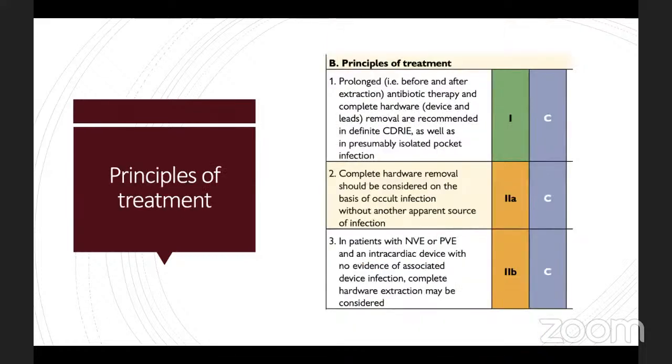Principles of treatment: prolonged antibiotic therapy before and after extraction, and complete hardware, device, and lead removal are recommended in definite cardiac device-related infective endocarditis, as well as in presumed isolated pocket infection. Complete hardware removal should be considered in the case of occult infection without another apparent source of infection, and in patients with native valve or prosthetic valve endocarditis and an intracardiac device with no evidence of associated device infection, complete hardware extraction may be considered.